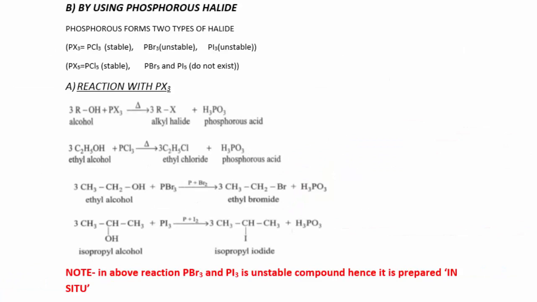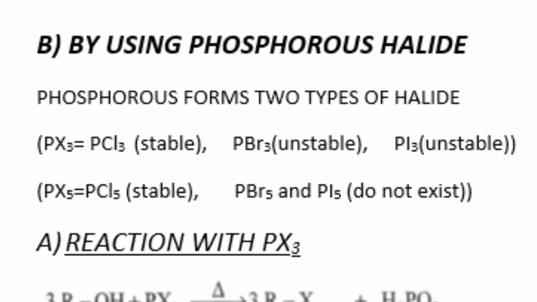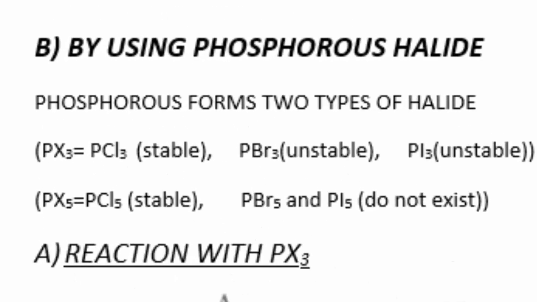The next method of preparation is by using phosphorus halides. We have already discussed that phosphorus halides are of two different types. One is known as phosphorus trihalide and the second is known as phosphorus pentahalide. Phosphorus trihalide includes phosphorus trichloride, phosphorus tribromide and phosphorus triiodide. Out of these, phosphorus trichloride is a stable compound, whereas phosphorus tribromide and triiodide are unstable. Phosphorus pentahalide includes only phosphorus pentachloride. Now we'll see the reaction with phosphorus trihalides.